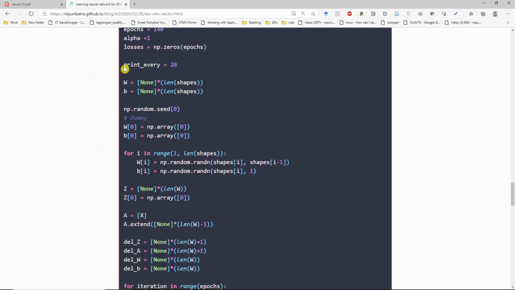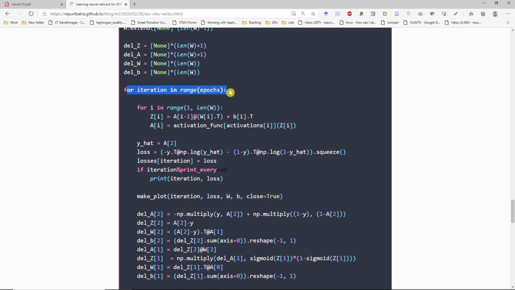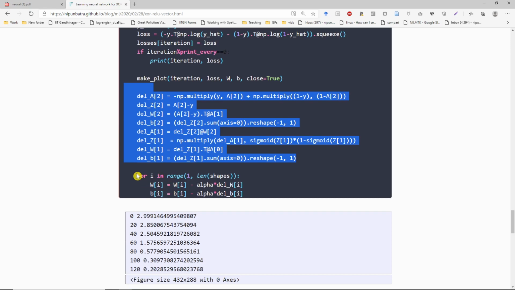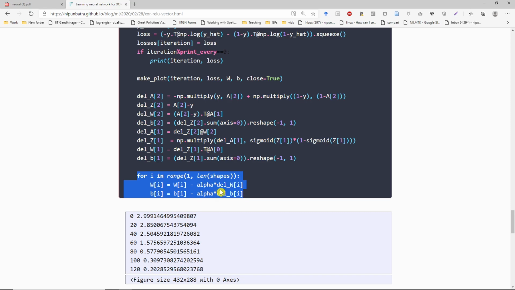Just try out those various things. I'm printing after every 20 iterations, the same thing as I've done earlier. W and B are initialized; W0, B0 are dummy. Sorry, this is the initialization. For each iteration, I do a forward pass, compute y hat, compute the loss, and store that loss. I then compute the gradient with respect to A2, Z2, W2, B2, A1, Z1, W1, B1. It's a lot of manual effort to compute all of these quantities. Finally, I update the parameters with the update rules, which are as simple as Wi minus alpha times del Wi, and Bi is Bi minus alpha times del Bi.